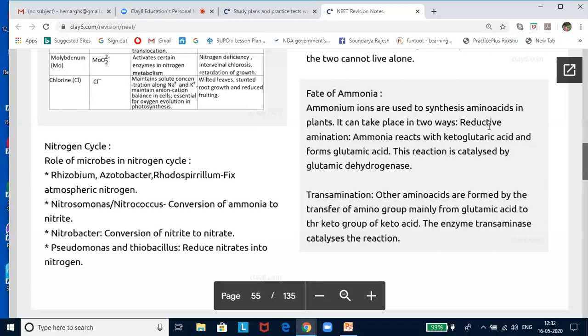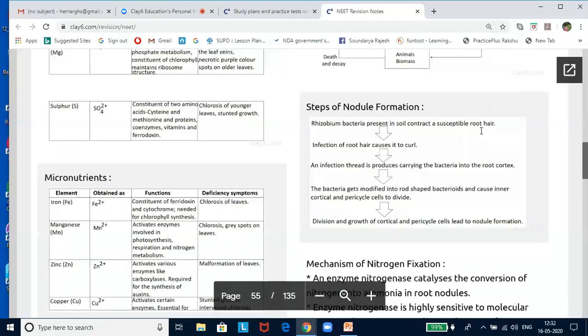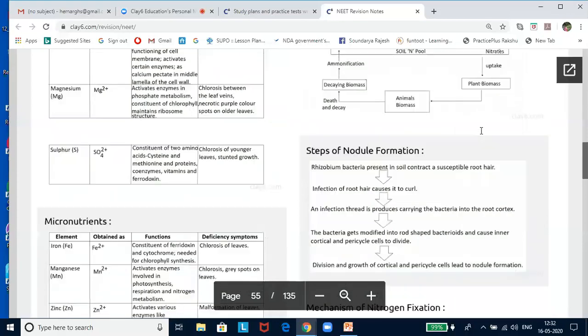Now let us look at biological nitrogen fixation. Reduction of nitrogen to ammonia by living organisms is called biological nitrogen fixation. The enzyme nitrogenase, which is capable of nitrogen reduction, is present exclusively in the prokaryotes.